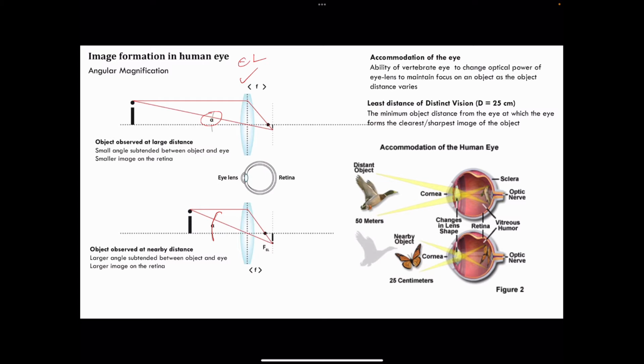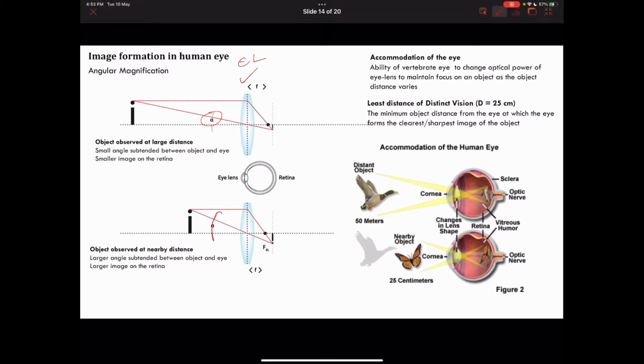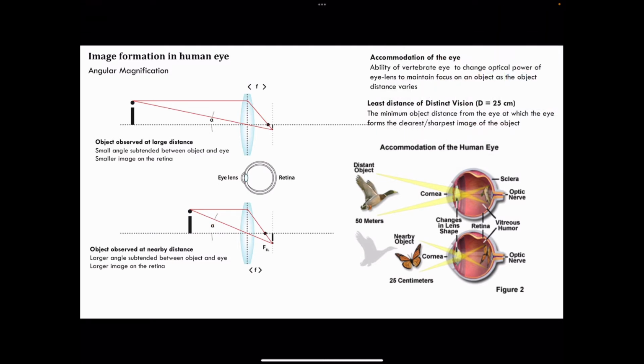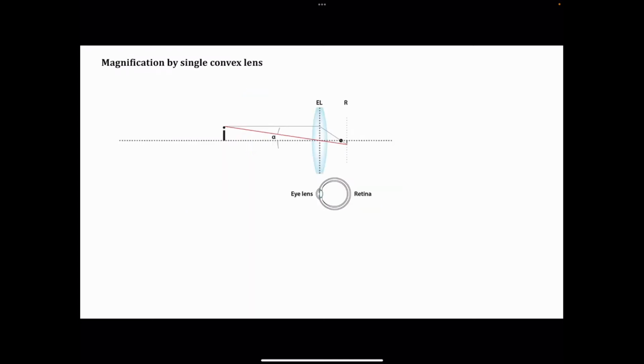Okay, so I hope we are clear how an image is formed in our human eye and how our human eyes are extremely adaptable to whatever we see in terms of how we focus it, whether it be close to us or away from us. Now, we are aware that the angle alpha, which is basically the angle subtended by the object on our eyes, is important for the image formation.